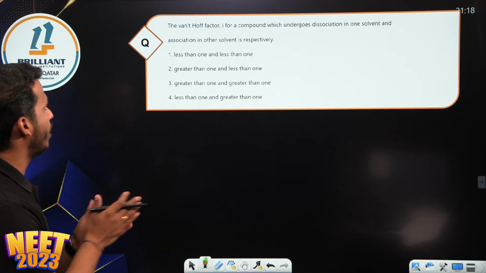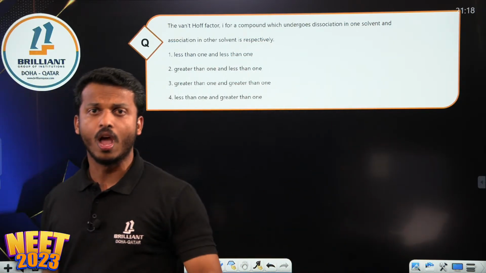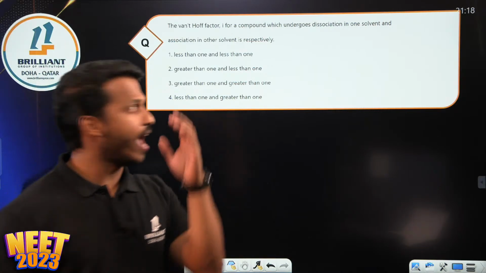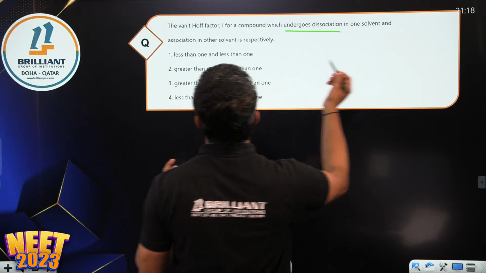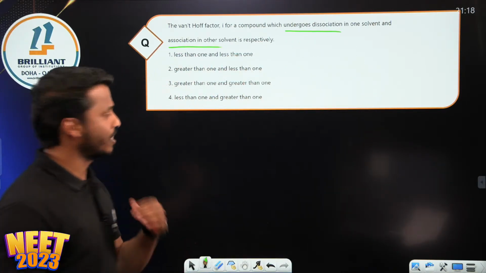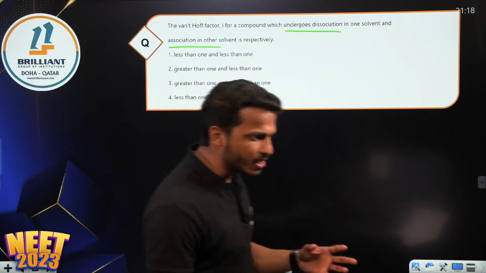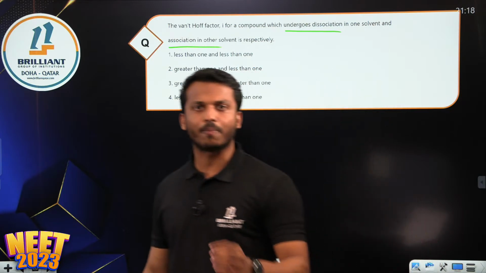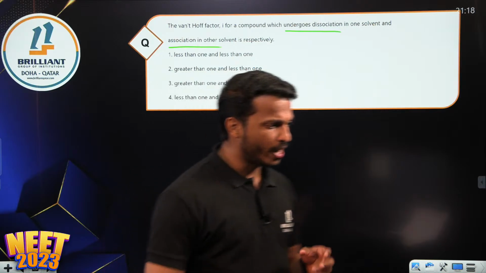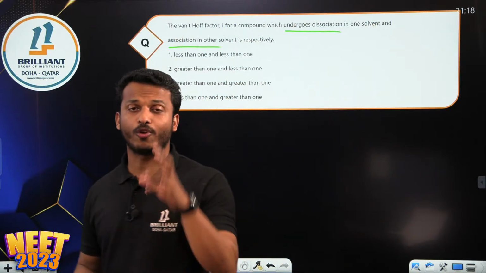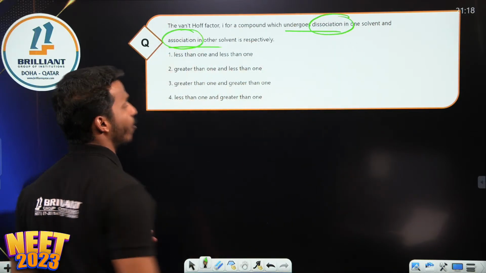Let us go for the next question. What is a simple question? A general data, a general theory. Tell me, Van't Hoff factor I, when it undergoes dissociation and association respectively, what happens to the value of I? You know very well. Careful, which one are they asking first? Dissociation, then association. Careful, okay?